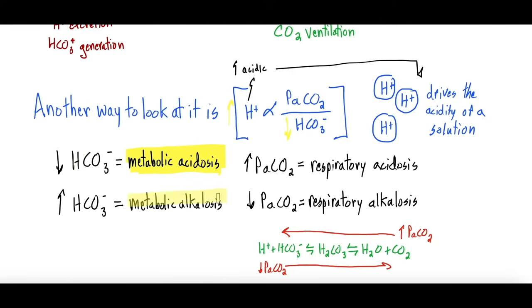The opposite is obviously true here. So if you have a high bicarbonate, so if this denominator here is higher, you're going to have a lower amount of acid, because that's what a proportionality equation means. Denominator higher, H lower, so you're going to have less hydrogen ions, meaning that there's going to be less acidic solution, meaning it's going to be alkalotic, which is basic, and you're going to have a metabolic alkalosis.